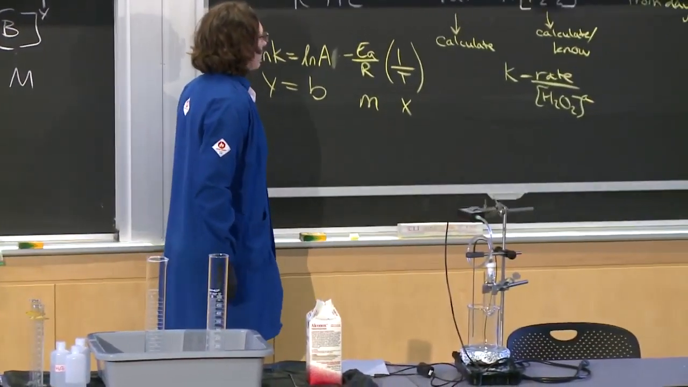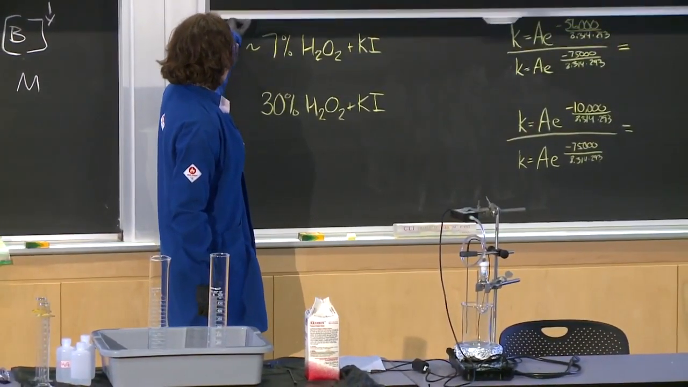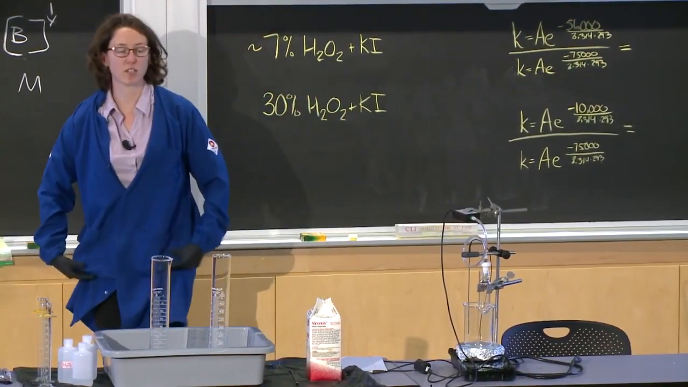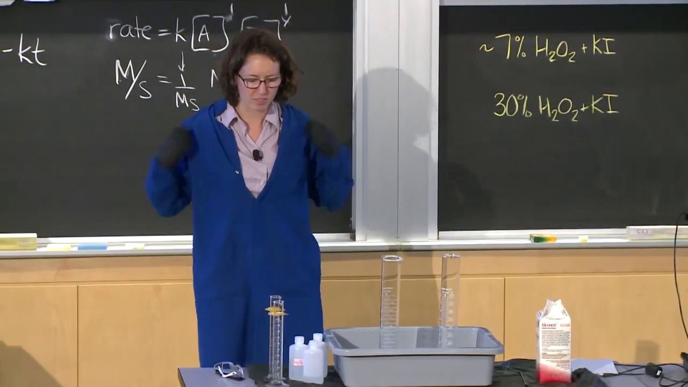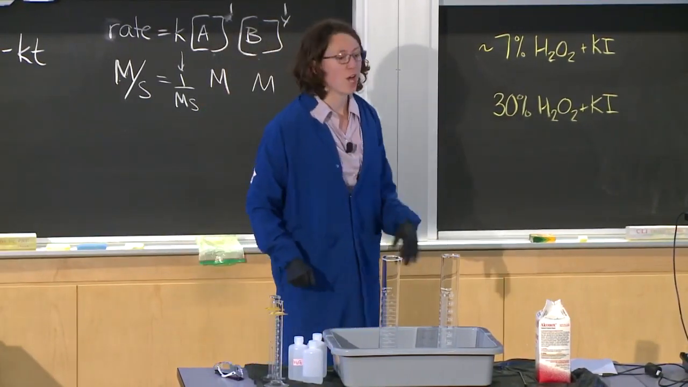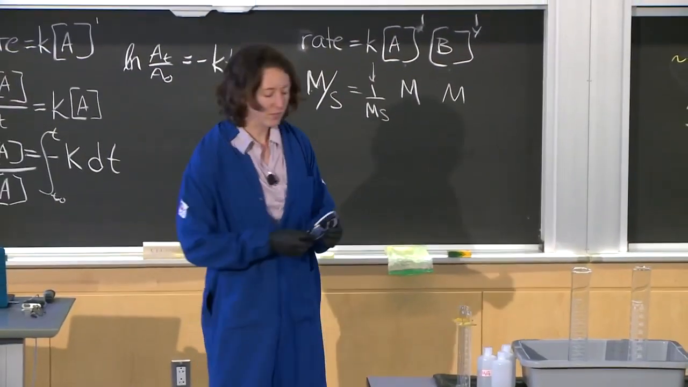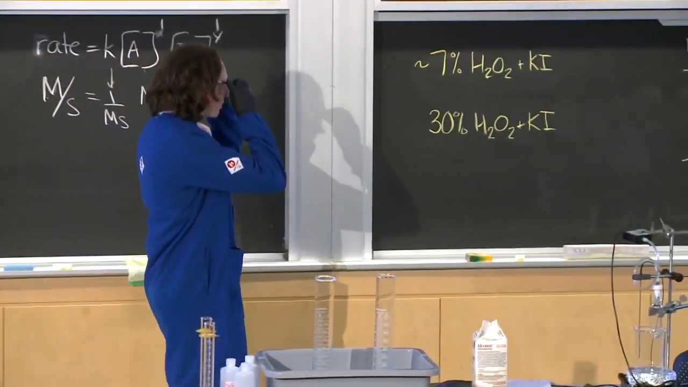So we are going to react hydrogen peroxide with potassium iodide in this case. And you can use a couple of different catalysts, like manganese dioxide, I believe, works. You can use different iodide salts, but potassium iodide is the one that I have today. And we're going to do a little bit of an experiment.